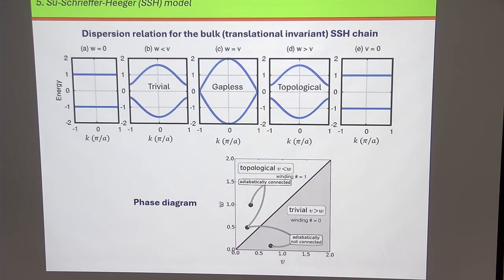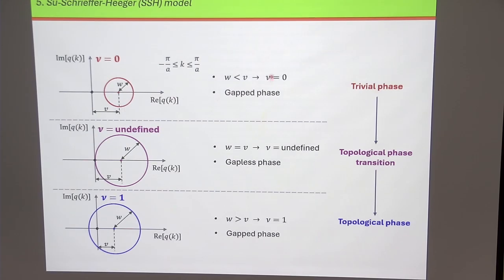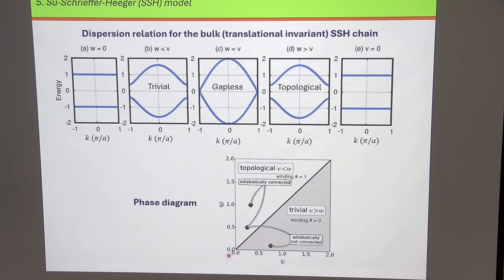Okay, so this is the topological phase diagram. So just essentially V versus W, because if W is smaller than B, you are trivial. W larger than B, you are topological. So it's just essentially this line here, V equal W, which is the line corresponding to the topological phase transition. Below you have trivial, above you have topological phase.